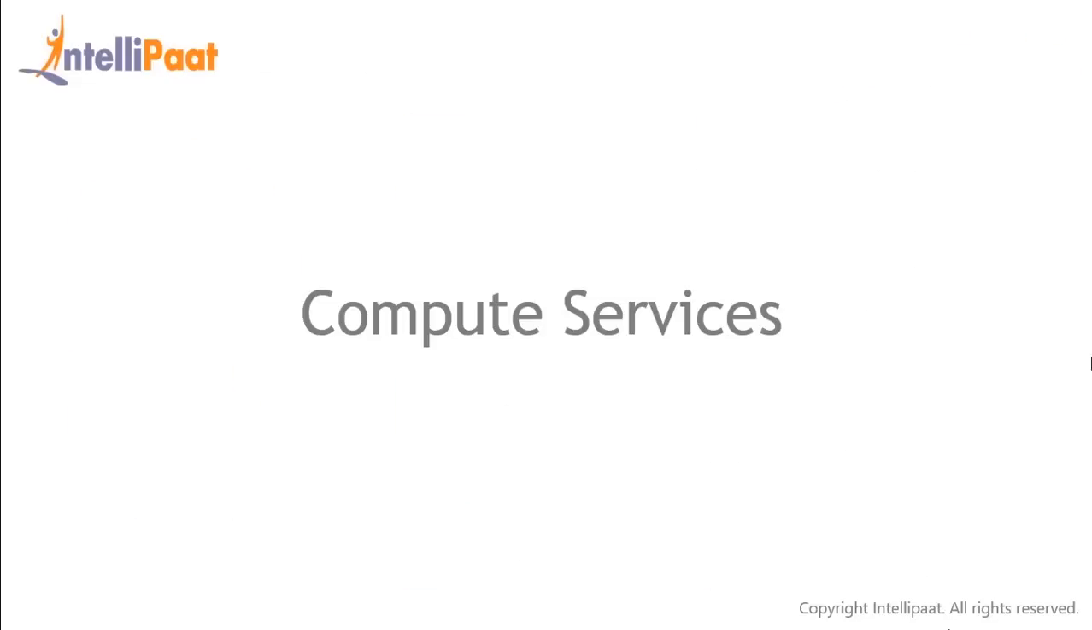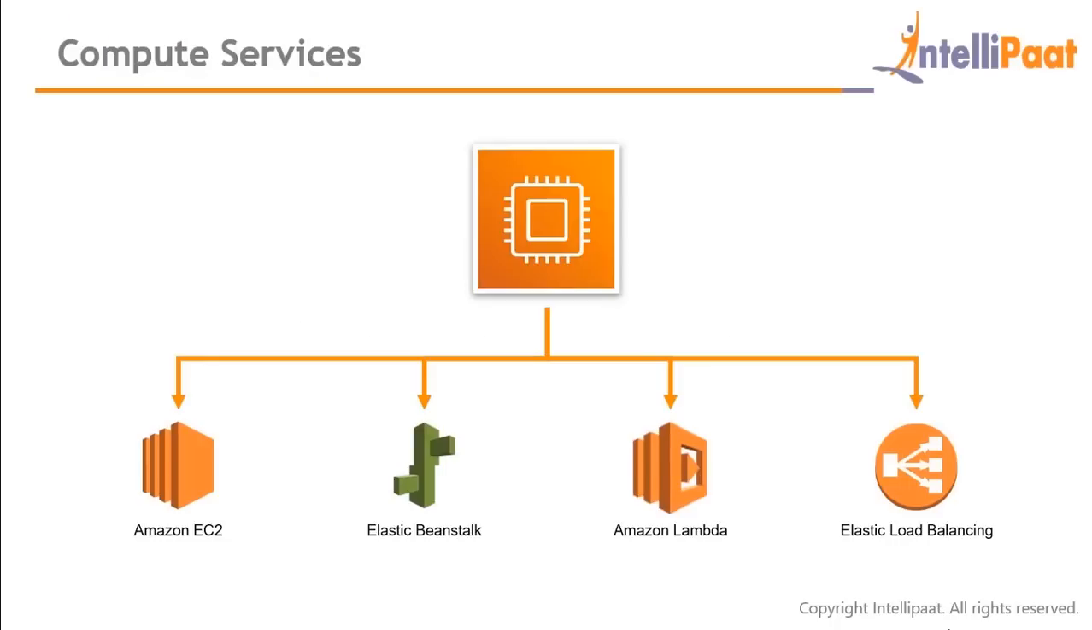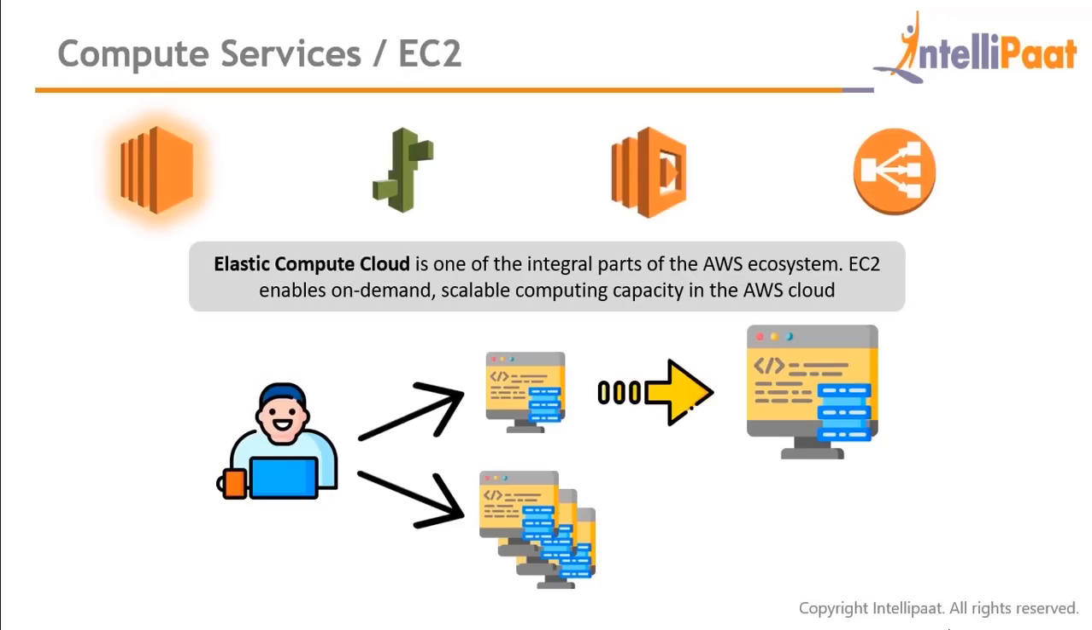The first service domain which we are going to see is compute services. Under compute services, there are a lot of services, but right now we are going to see only 4. These are the most important ones. First is Amazon EC2, then Elastic Beanstalk, then AWS Lambda, and Elastic Load Balancing. First we'll see what is EC2.